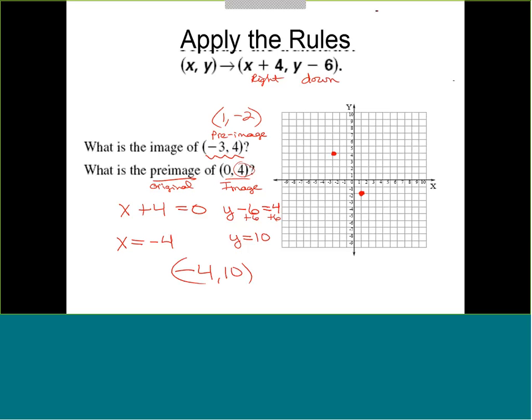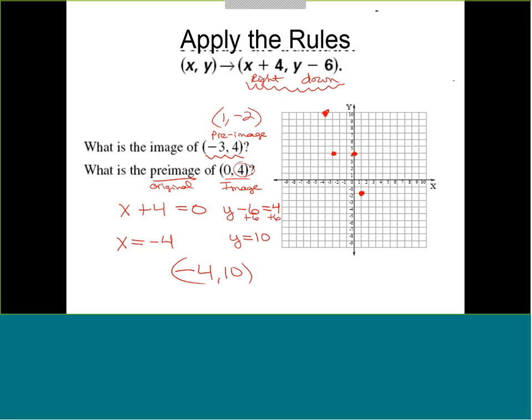So the original would be plotted way up here, and then after you perform this translation, you should end up with 0, 4. Right there. So let's double check to make sure that works out. This is the original, and then we would move it to the right 4, 1, 2, 3, 4, and down 6, 1, 2, 3, 4, 5, 6, and we end up at the image.